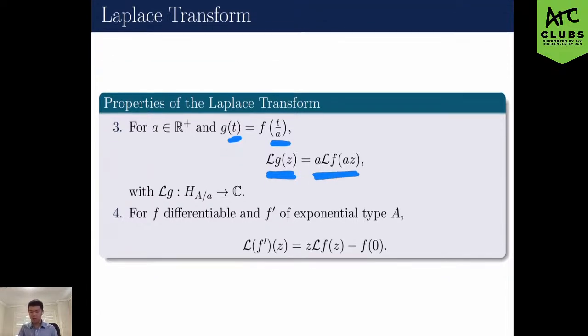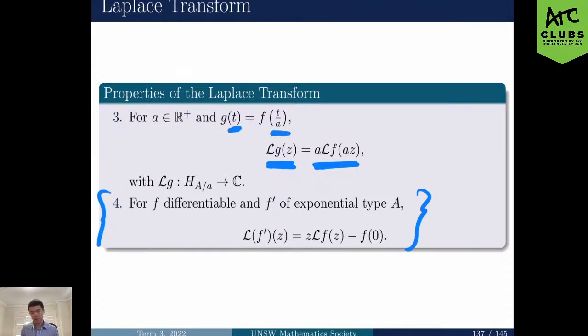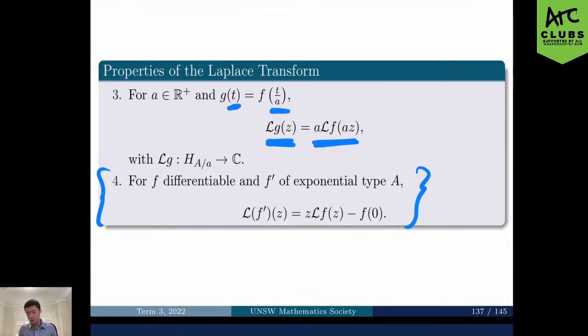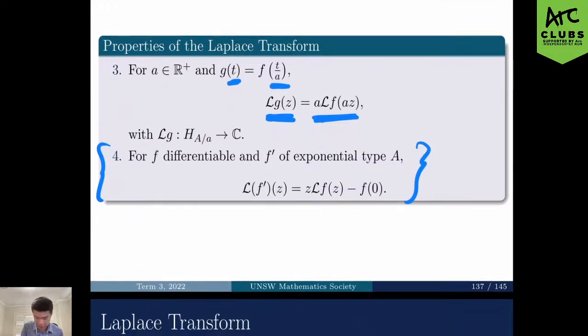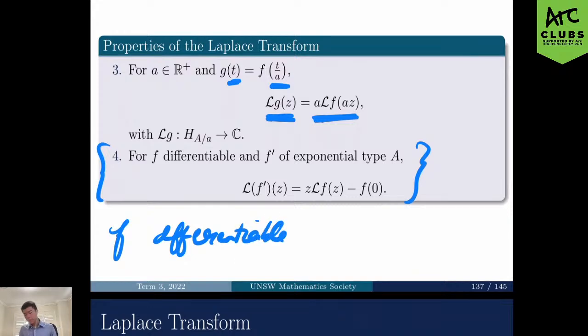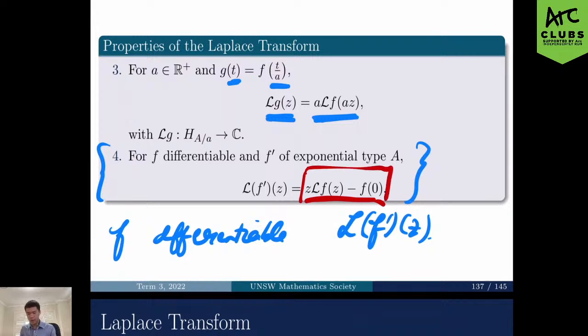And the last property you can use, which is probably the one that comes up the most, is the Laplace transform of the derivative of f. So you've got f differentiable. Then L, the Laplace transform of the derivative, is going to be equal to this. And it looks really similar to integration by parts. That's because it comes partially from integration by parts. But it'll be equal to z times L(f)(z) minus f(0).